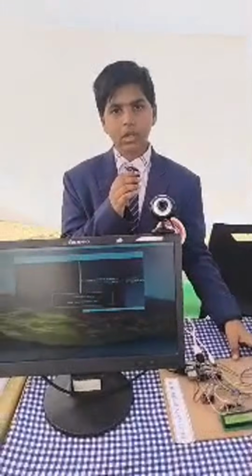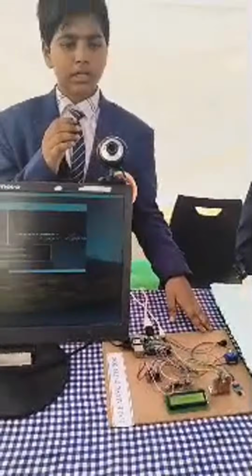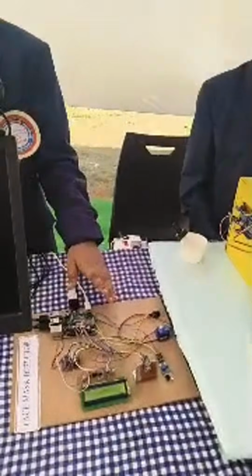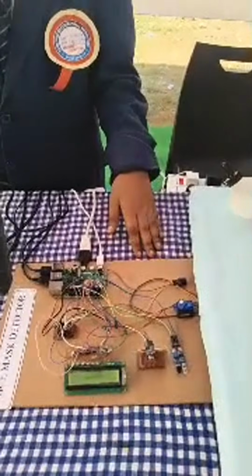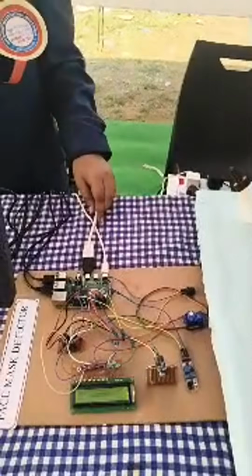Today I am going to explain about the face mask detector. This system checks two things. First thing is whether a person is wearing a mask or not. Second thing is it measures the temperature of the body. A camera detects the face and a temperature sensor measures the heat without touching.